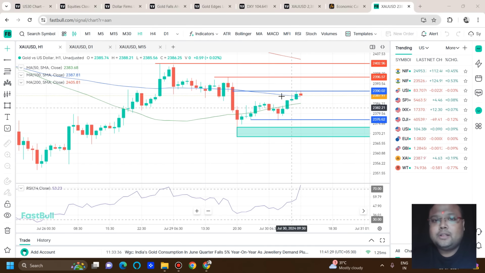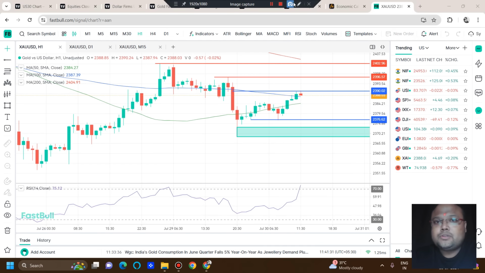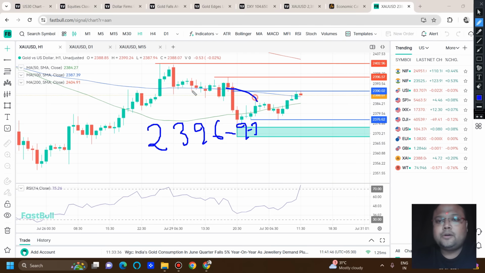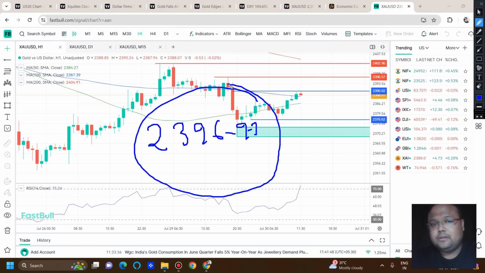Now we can also see that we have two resistances where we can look for a sell. The first selling opportunity is around 2396. I will show you why 2396. First, make a note: 2396, 2397 is the first selling opportunity on the chart of gold in front of us. And the second selling opportunity will come around 2402, 2403.